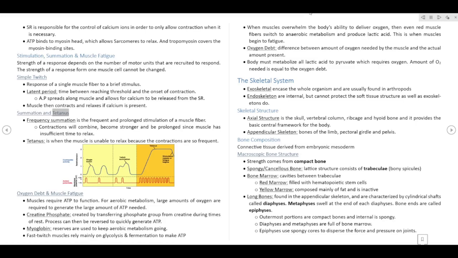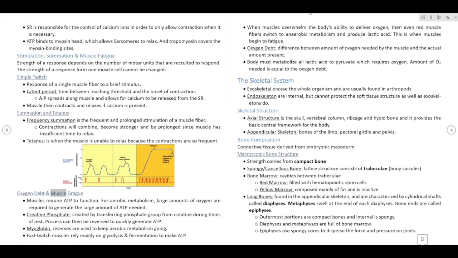Summation and tetanus. Frequency summation is the frequent and prolonged stimulation of a muscle fiber. Contractions will combine, become stronger and be prolonged since the muscle has insufficient time to relax. Tetanus is when the muscle is unable to relax because the contractions are so frequent.